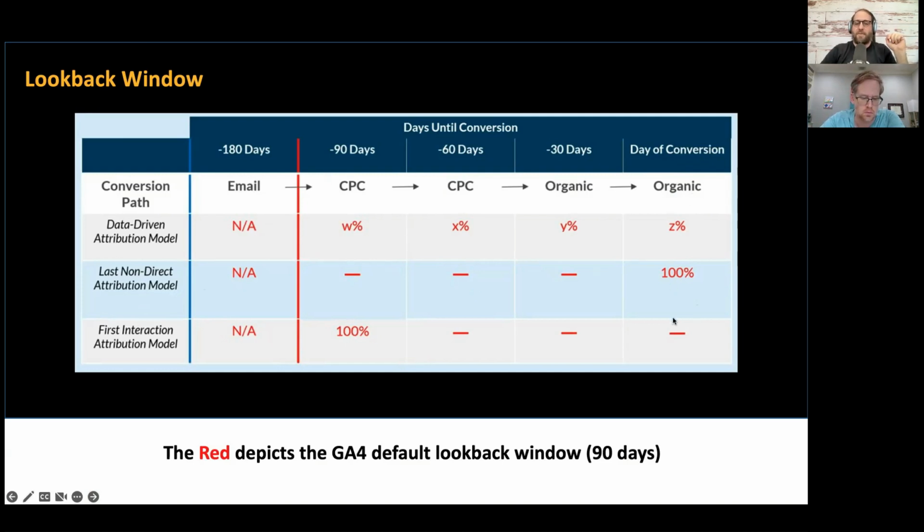In this case, it really makes no difference what happened because we're anyway looking at the last thing that happened. Finally, the first interaction attribution model, which is the default of first user, right? When we're looking at the user perspective, even though in truth the first thing that actually brought them to the site was email, because that event happened before 90 days, when I look at my Google Analytics reports, it will not give credit to email.